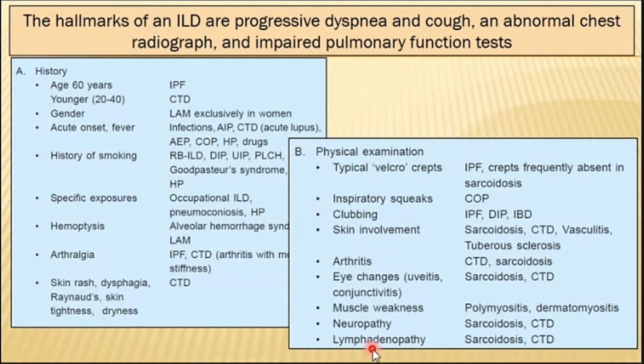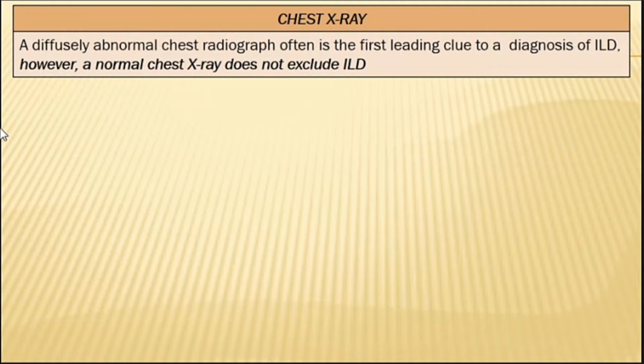Then these are all the other examinations that you will have to look for to give you some idea of what the primary disease is, especially in secondary ILD. So chest X-ray. Now, chest X-ray is usually diffusely abnormal and is often the first clue. However, like I've always said, chest X-ray is a very good screening tool, but a normal chest X-ray does not always exclude ILD. It is a useful screening tool, but it is not a definite diagnostic tool.